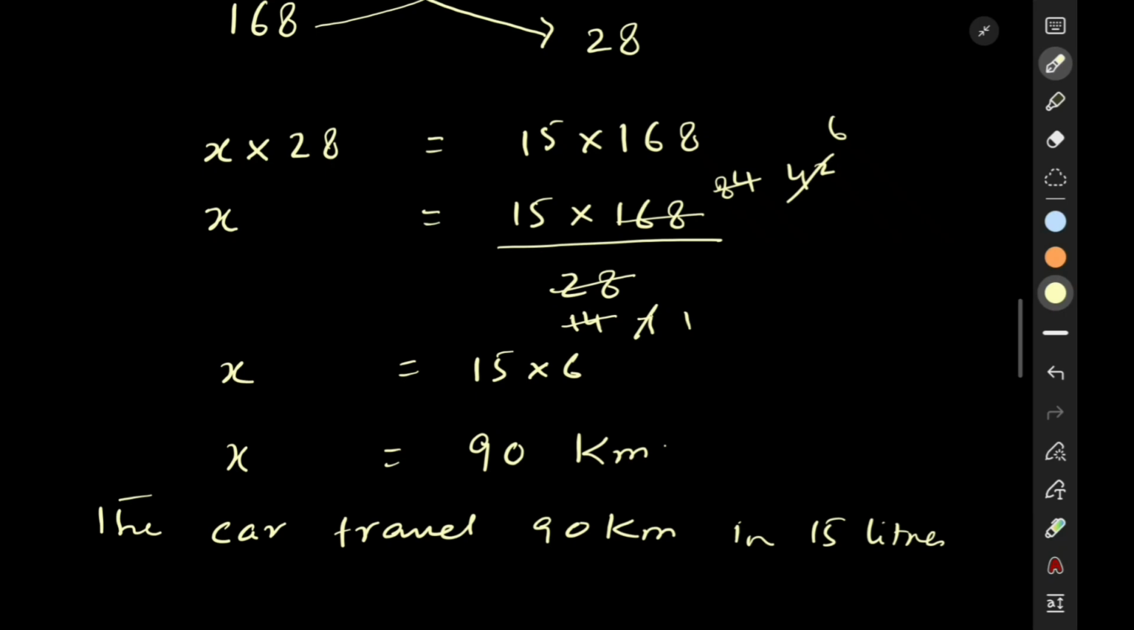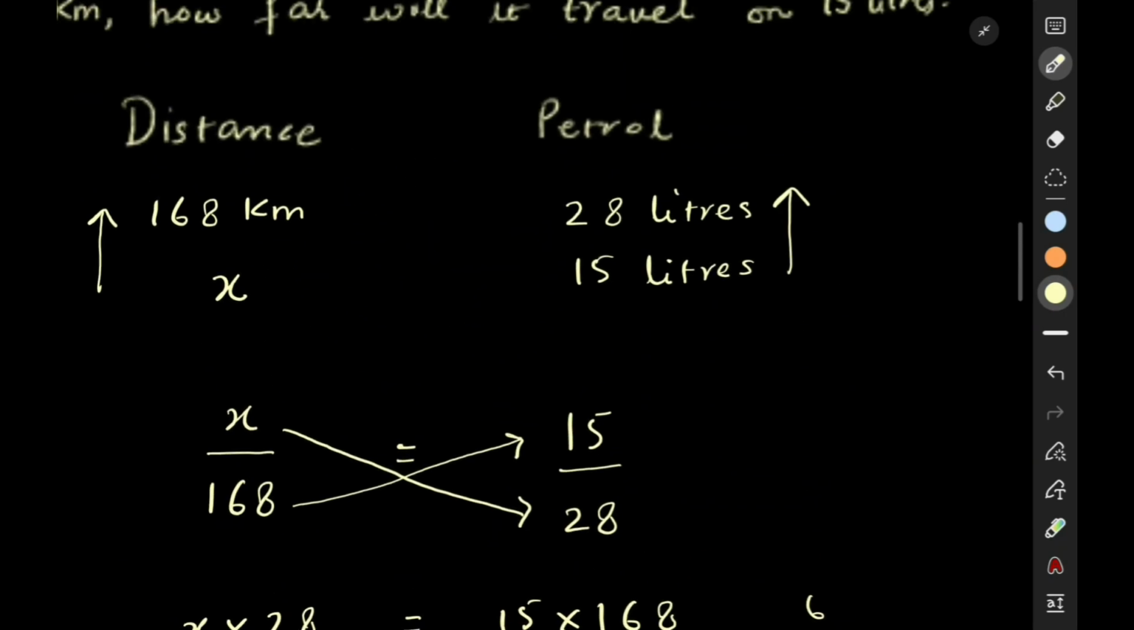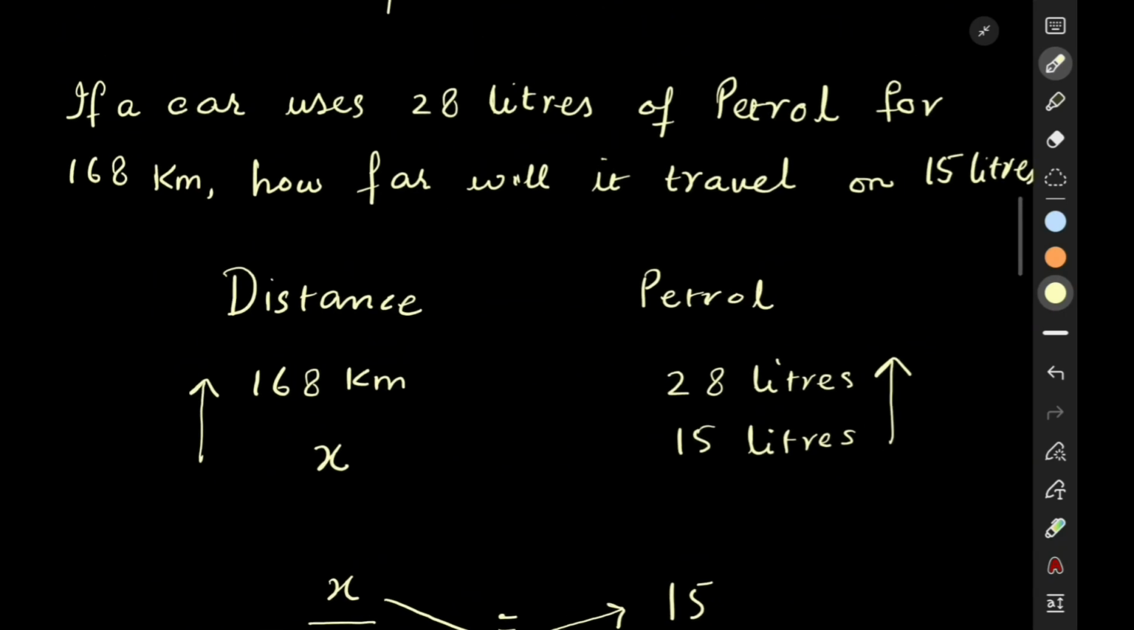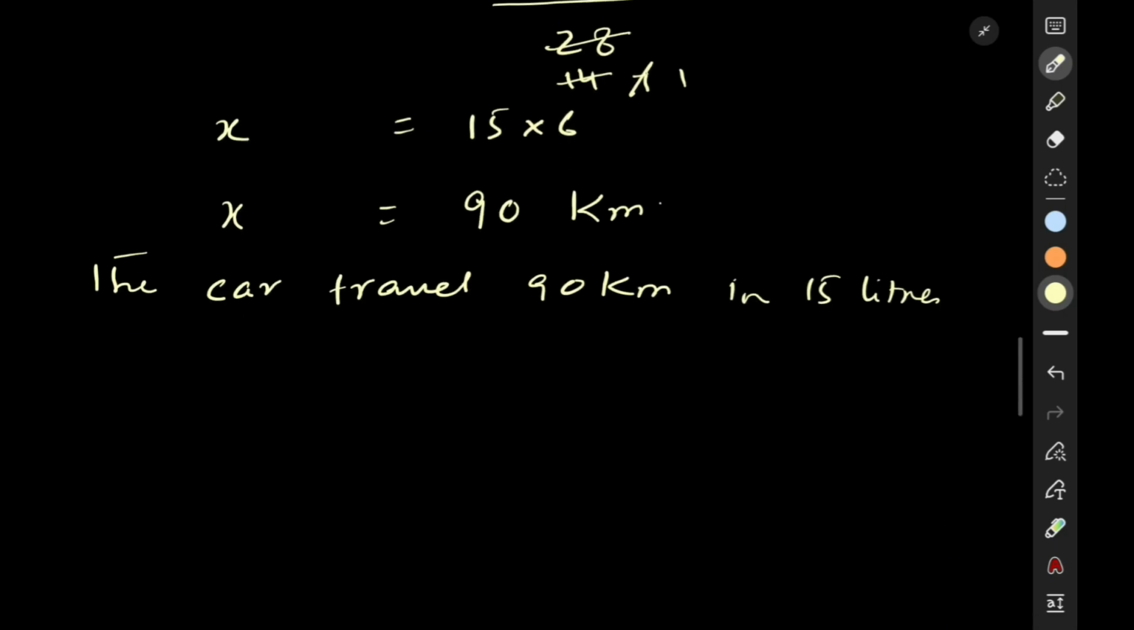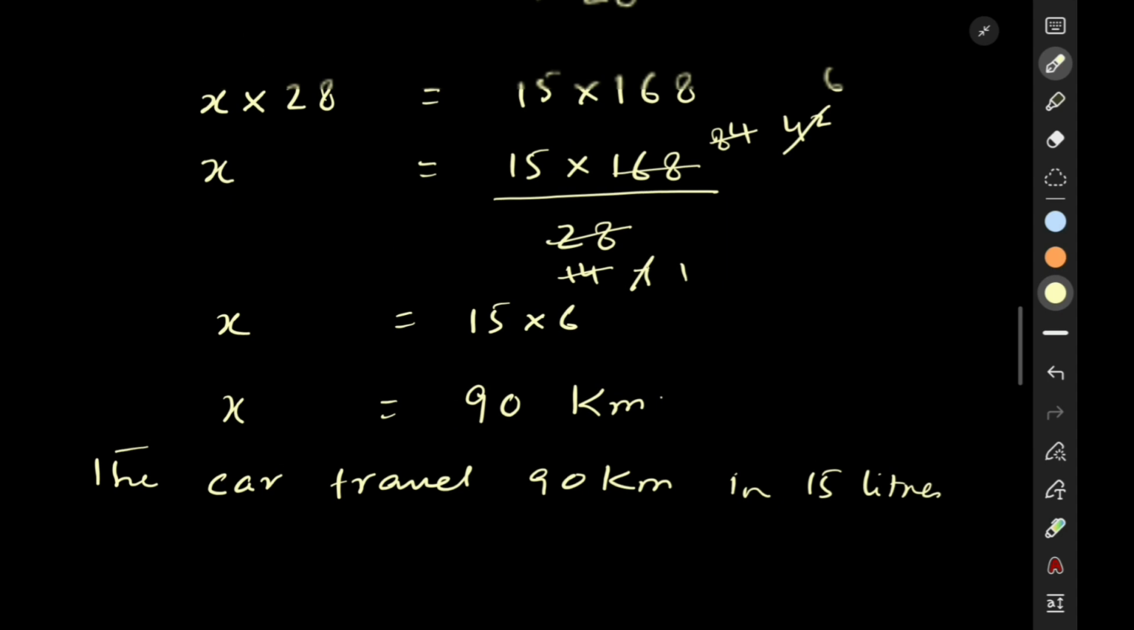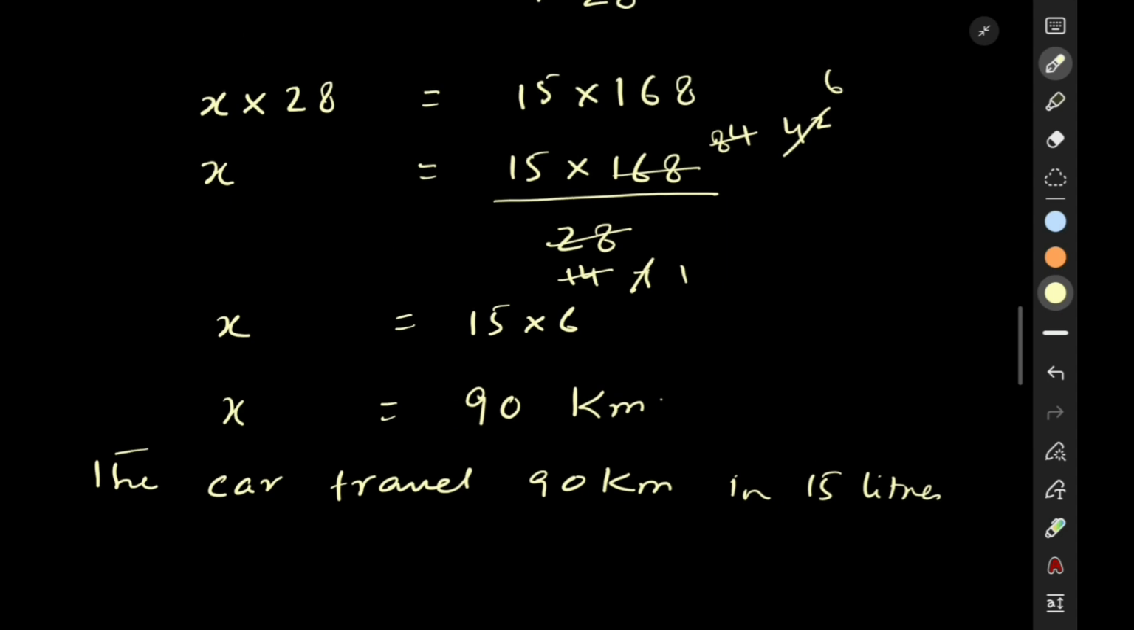So we can verify that in direct proportion, if one quantity increases, the other quantity is increased. If one quantity is decreased, the other quantity will also decrease. So as the distance increased, the petrol used also increased. The next example is of inverse proportion.